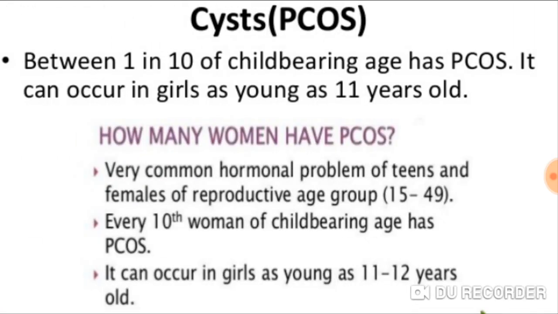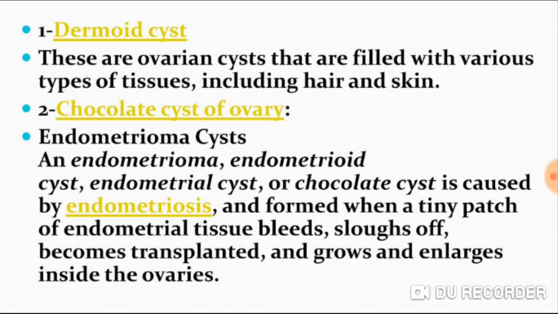Cyst PCOS. One in 10 females of childbearing age has PCOS. It can occur in girls as young as 11 years old. How many women have PCOS? It is a very common hormonal problem of teens and females of reproductive age group 15 to 49. Every 10th woman of childbearing age has PCOS. It can occur in girls as young as 11 to 12 years old.